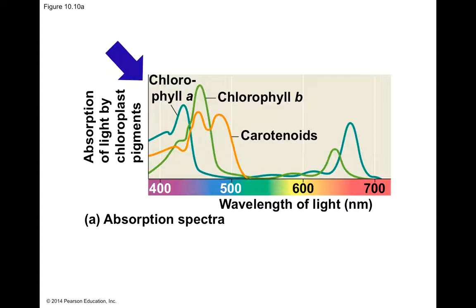If you look at the y-axis, the higher the peak, the more light is being absorbed. Chlorophyll A absorbs most light in the blue-violet and red wavelengths. Chlorophyll B absorbs in the blue and red-orange areas, and the carotenoids absorb best in the blue-violet areas. But also notice that there's basically no absorption in the green wavelengths, which is why plants appear green. If it's not being absorbed, it's being reflected, and we see what is reflected.